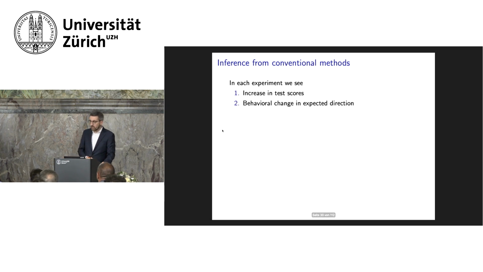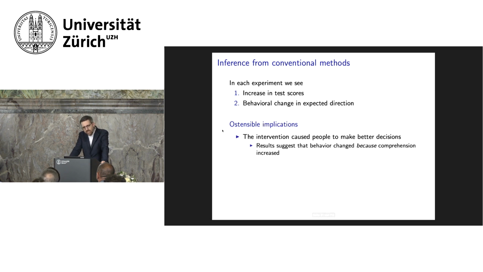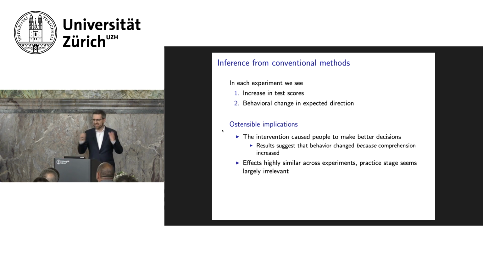So what would we conclude from these conventional measures? Well, we see people do better in exam-style test questions, and we see a behavioral change in the expected direction. So doesn't that suggest that people would now make better decisions when compound interest is involved in their financial choices? Well, there's a second result, which is that because the effects are so similar across the experiment, it looks like practice with feedback didn't have an effect at all.